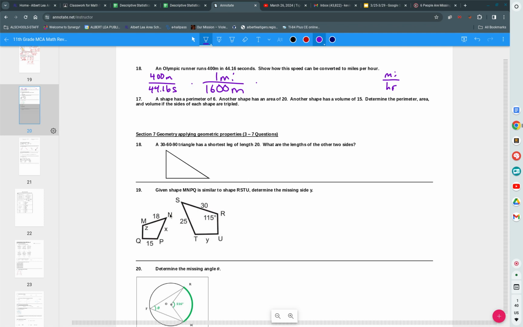So now we've got to convert seconds to hours, and there's 60 seconds in a minute, and there's 60 minutes in an hour, so there's 3,600 seconds in 1 hour. And you can see as you organize here that now your seconds are going to disappear and your meters are going to disappear, and finally you're left with miles per hour. So you take that 40 times 3,600 and divide it by the stuff on the bottom, you get like 20.3.